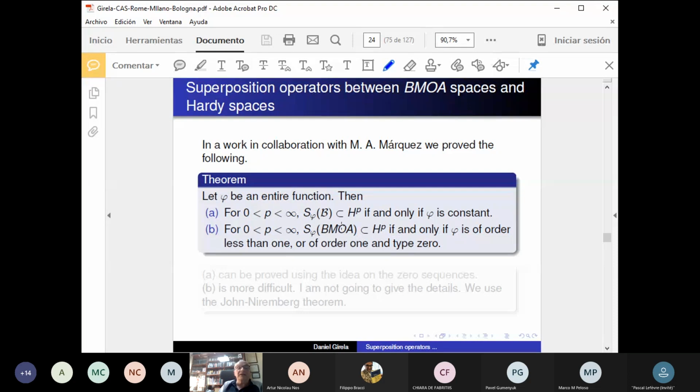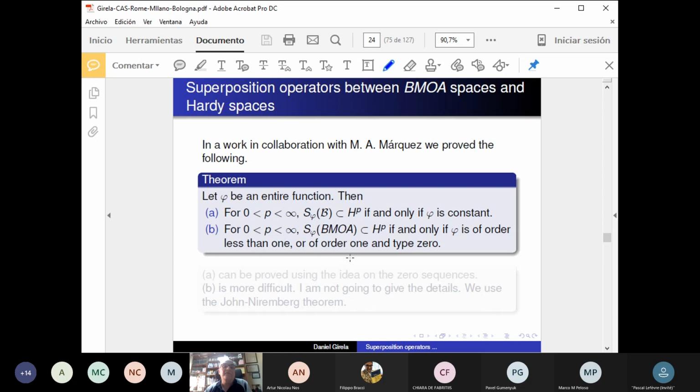The result that we obtain is that an entire function acts by superposition from BMO into H^p if and only if it is an entire function of order less than 1, or of order 1 and type 0. I'm not going to give the details of this proof, but I guess the basic ingredient here is John-Nirenberg theory. I should mention that we proved this result not only for BMO and the Bloch space, but we considered the Q_p spaces. Some of you are familiar with them.